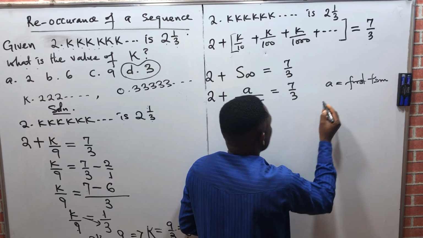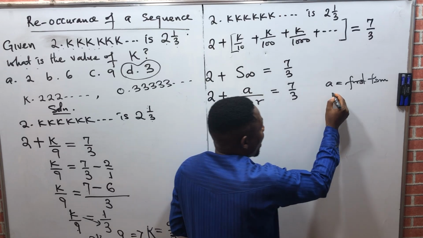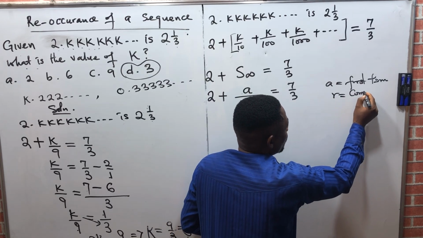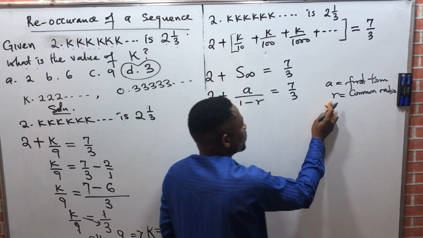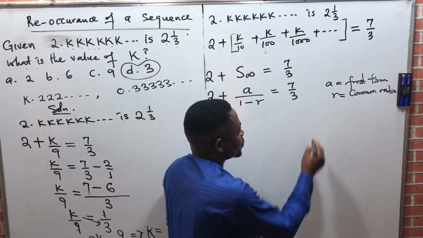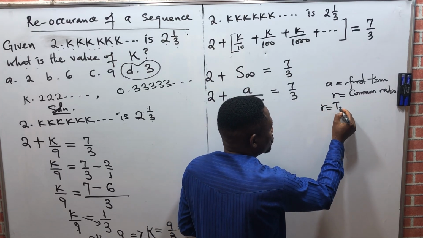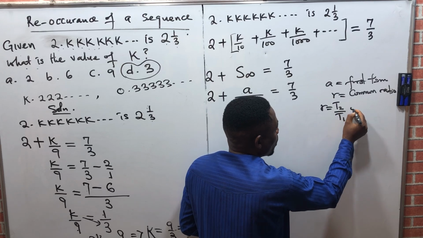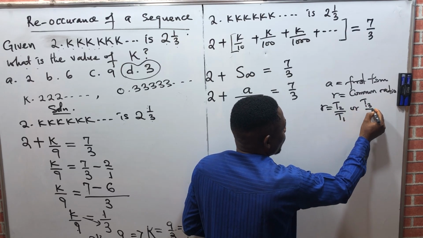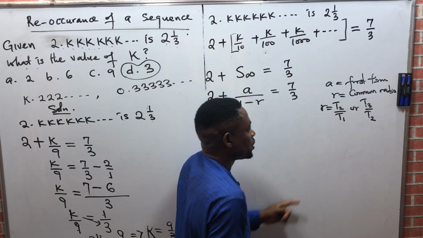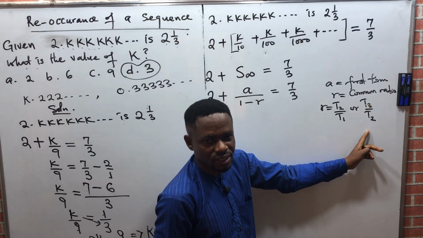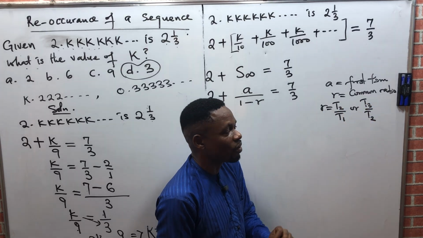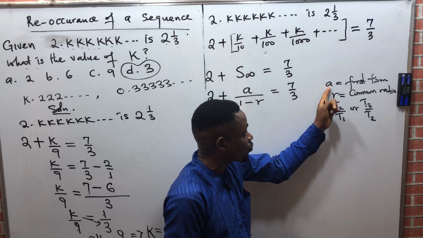Are you with me? What does R signify? R in a sequence is called the common ratio. And we have a formula to calculate the common ratio. It is always R equals T2 all over T1, or T3 all over T2. This means the second term over the first term, or the third term divided by the second term. Let us get the value of R, since we have already known the first term.